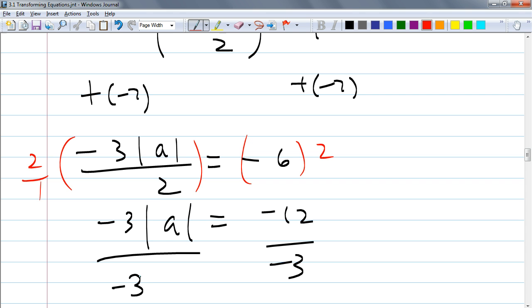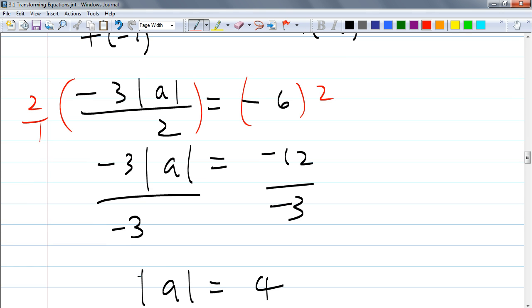If the variable is being multiplied, how do you undo that? You divide both sides by negative 3. And of course, what's negative over negative? Positive. So we get absolute value of a equals positive 4. We like this to be positive, don't we? Then at least we can get the answer. Because if the absolute value came out to be some negative, then you can't. So what's the answer for this here?